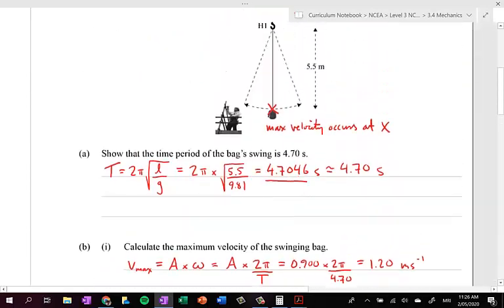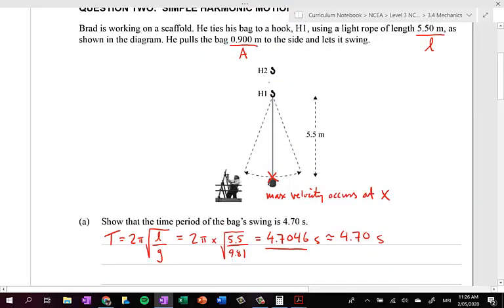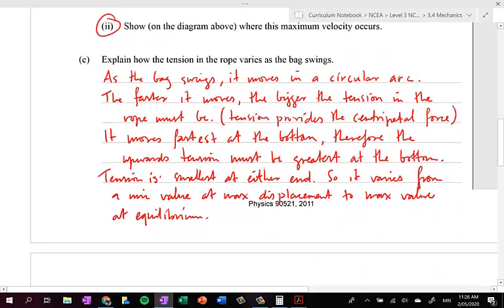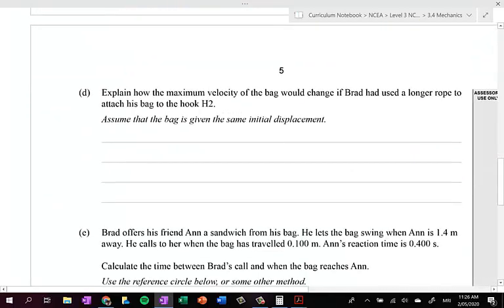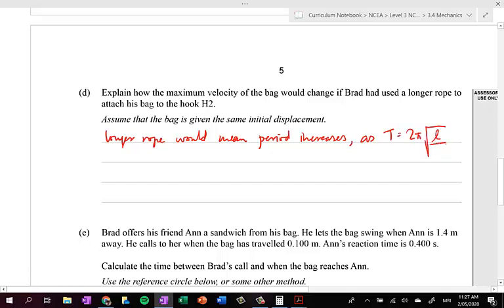So if you look back at the diagram here, he had another hook here. If you had a longer rope and attached it to there instead, that would increase the length of the pendulum. Okay, so we know, so longer rope would mean period increases as T is equal to 2 pi square root L over G.